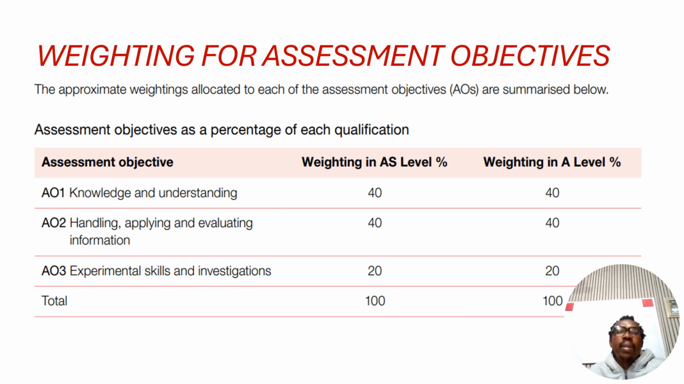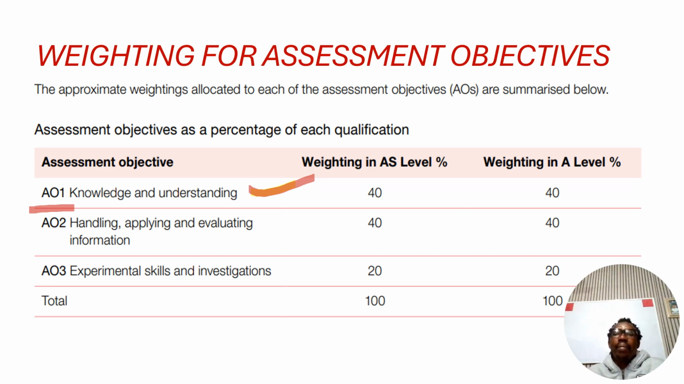The approximate weightings allocated to each of the assessment objectives are summarized below. Now, I want to look at assessment objectives as a percentage of each qualification. We'll have assessment objective 1, which is knowledge and understanding. You'll be tested for knowledge and understanding, which is AO1, known as assessment objective 1.